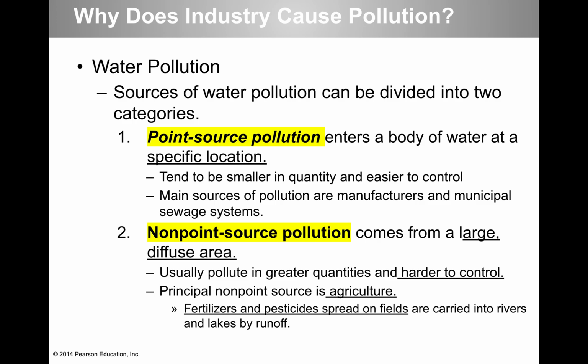Non-point source pollution is much larger and more difficult to control. The largest polluter of non-point source pollution is agriculture, with the use of pesticides, herbicides, and fertilizers that they spray on the fields, and they create eutrophication within rivers or lakes.